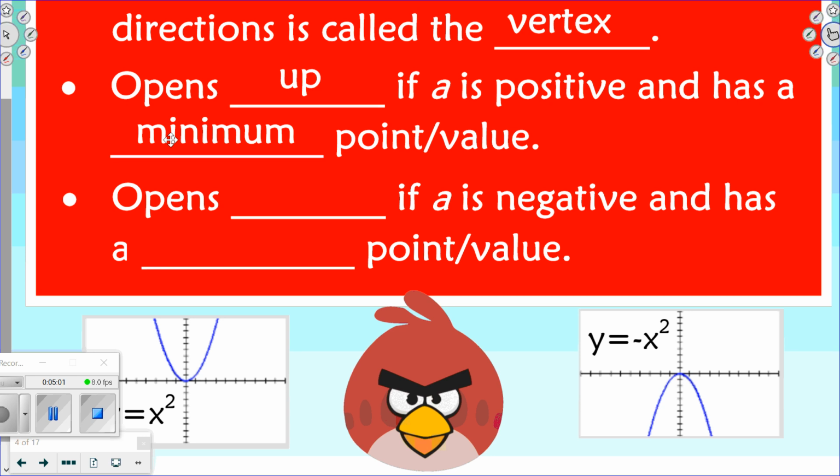And it opens which way if A is negative? It's going to open down. So you can look at the graph over there. All right, it's going to be pointing down. And the vertex then is its maximum point, the highest point.